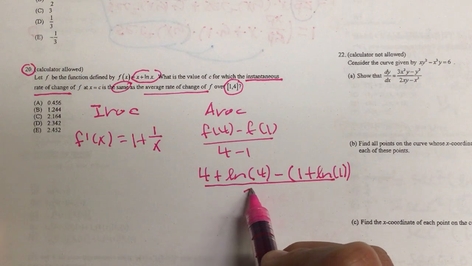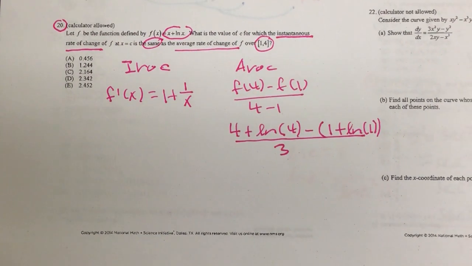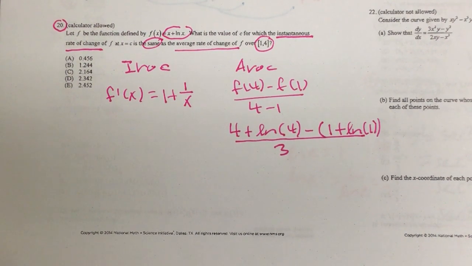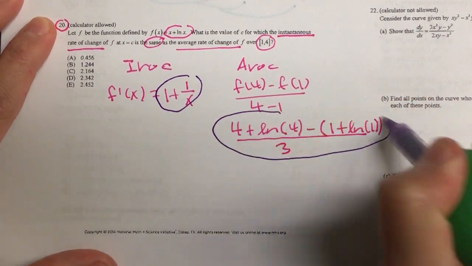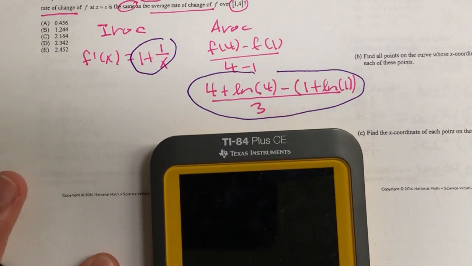All over, why not 3? Because it's a calculator portion, let's see if it will calculate it without me going on any further. So I need to make this equivalent to this one. So let's go to y1 and y2 and type this in.